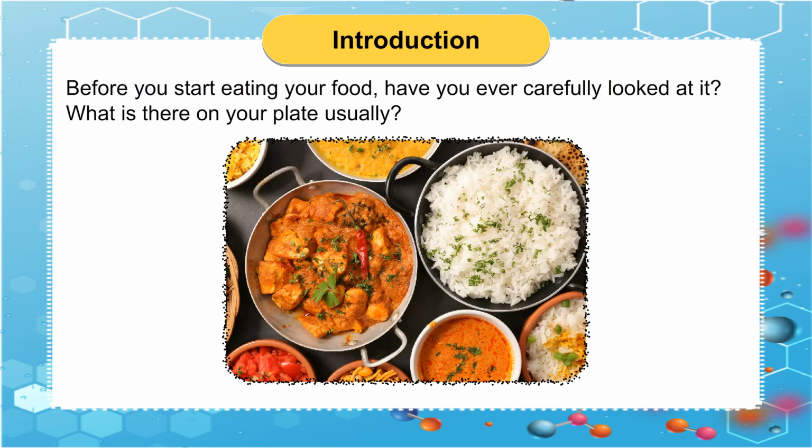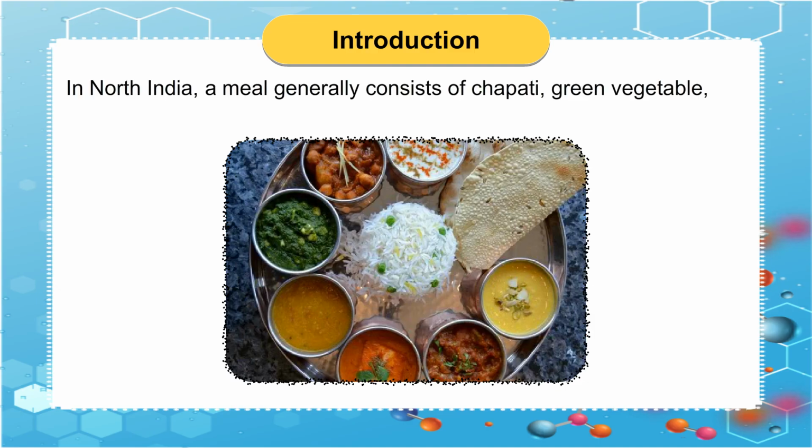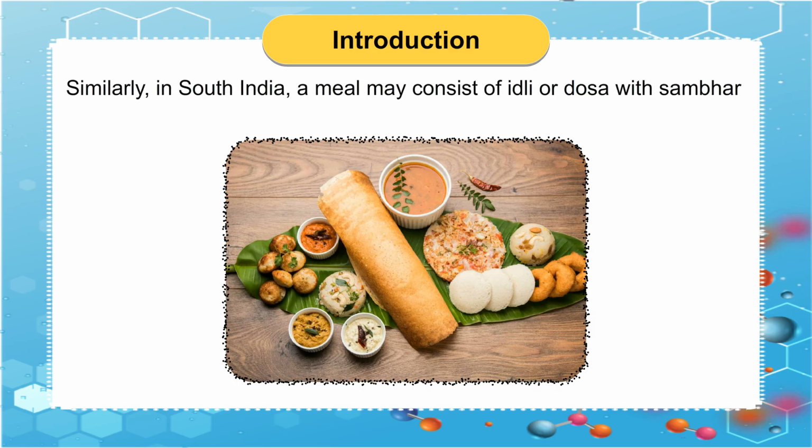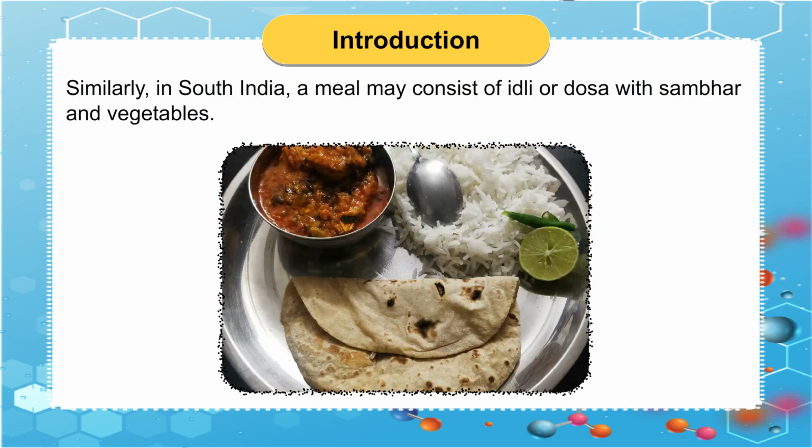What is there on your plate usually? In North India, a meal generally consists of chapati, green vegetable, rice and dal. Similarly, in South India, a meal may consist of idli or dosa with sambar and vegetables.